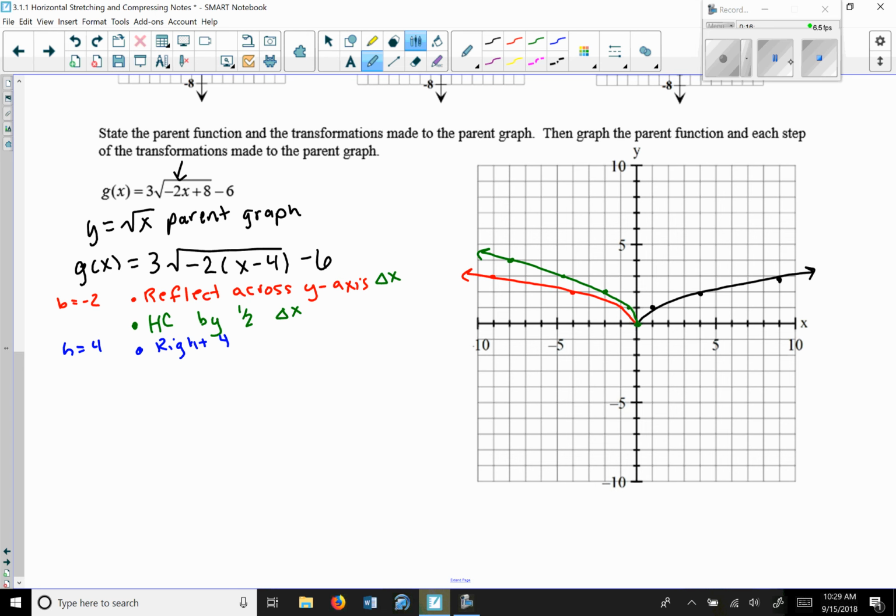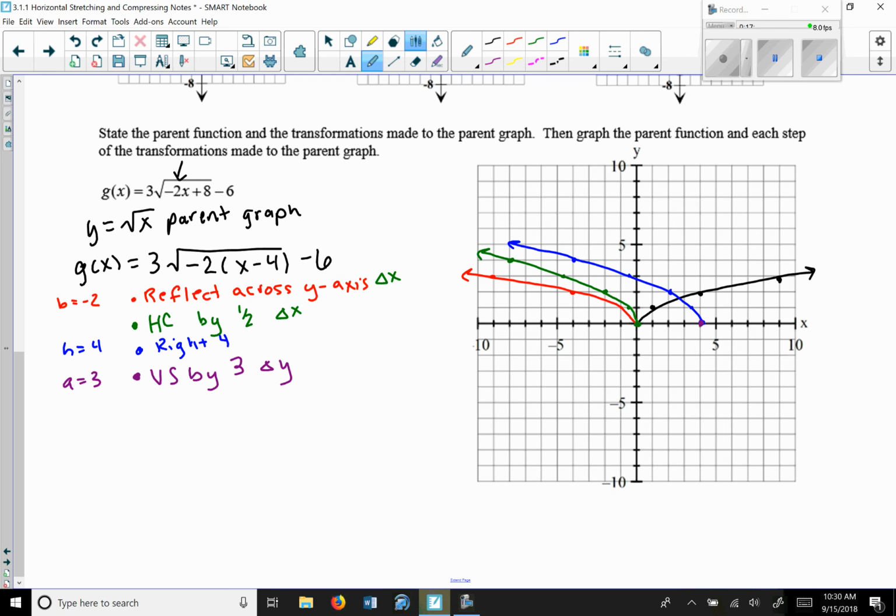We're going to move that right 4 by just counting each point right 4. So now we got right 4, so that was our B and H. Now we have our A value to do, so A is equal to 3. There's no negative, so I don't have to worry about reflecting it. So that's a vertical stretch by 3, which changes our Y value. So we're going to multiply our Y values by 3.